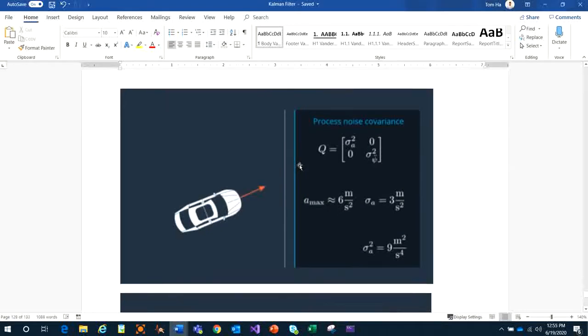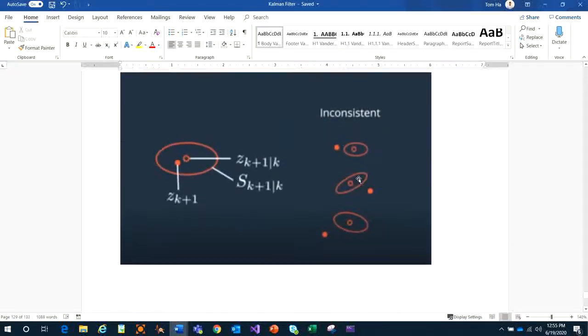How about the process noise? You can estimate the process noise. The normal way, you know the maximum acceleration of the car in that environment, and you choose half of that value, and you plug it into the process noise.